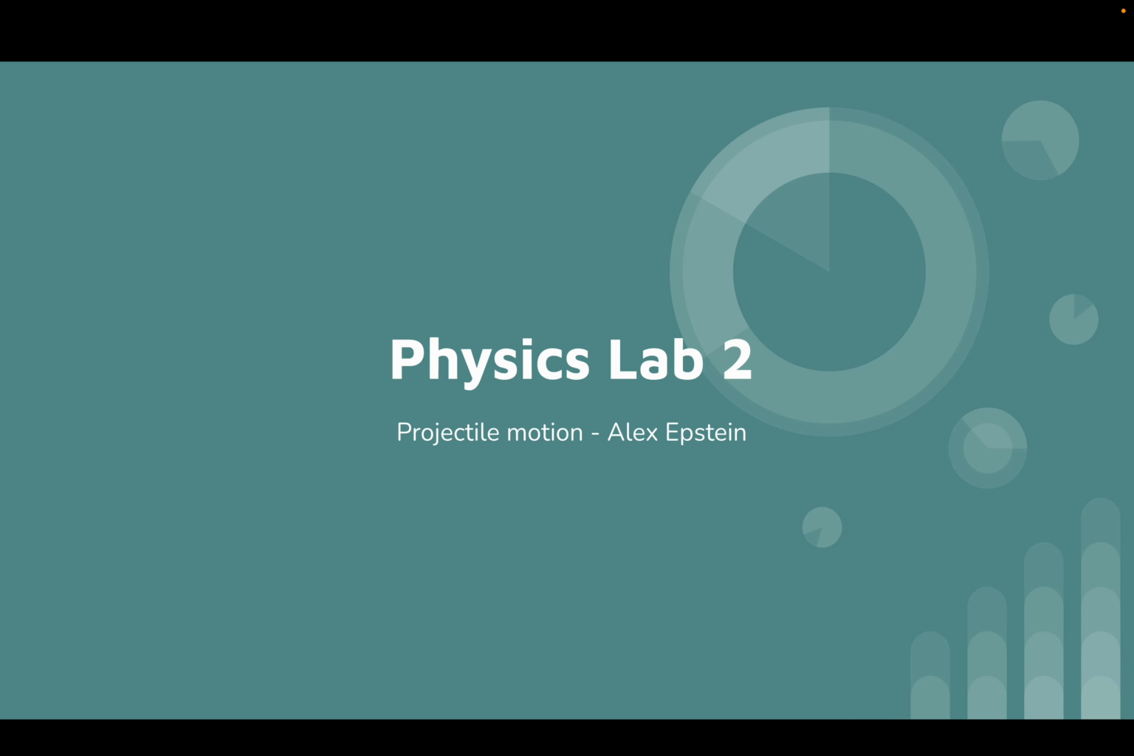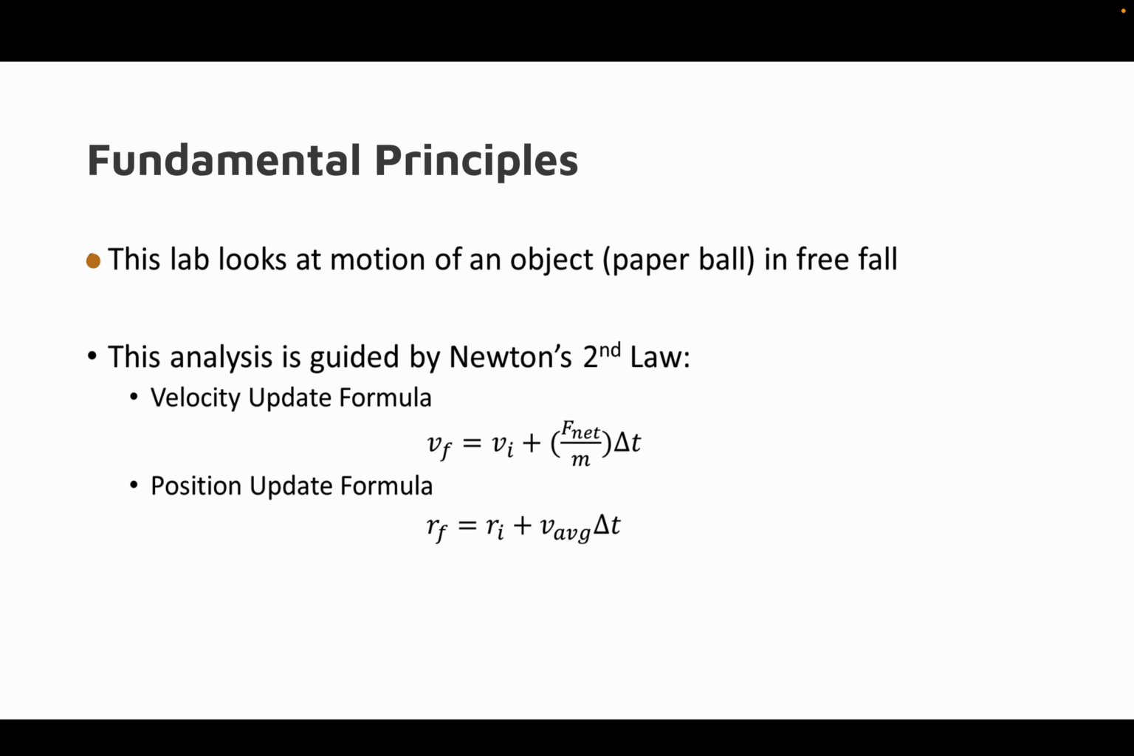Today I'm presenting my second physics lab, focused on the projectile motion of a falling object, specifically a wadded-up paper ball. The analysis is guided by Newton's second law, and we're going to use this to iteratively predict the object's motion, relying on the velocity update formula and our position update formula for our GlowScript code.